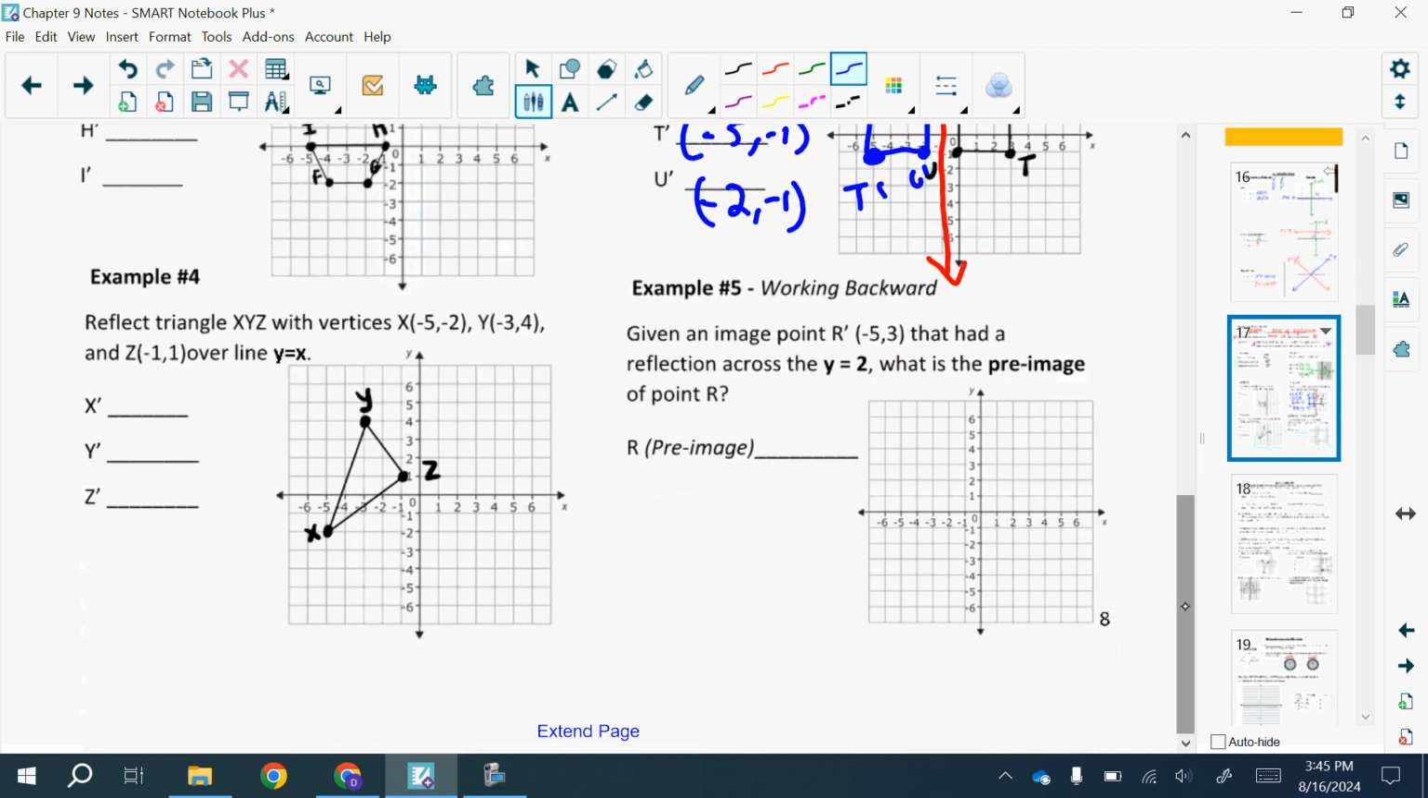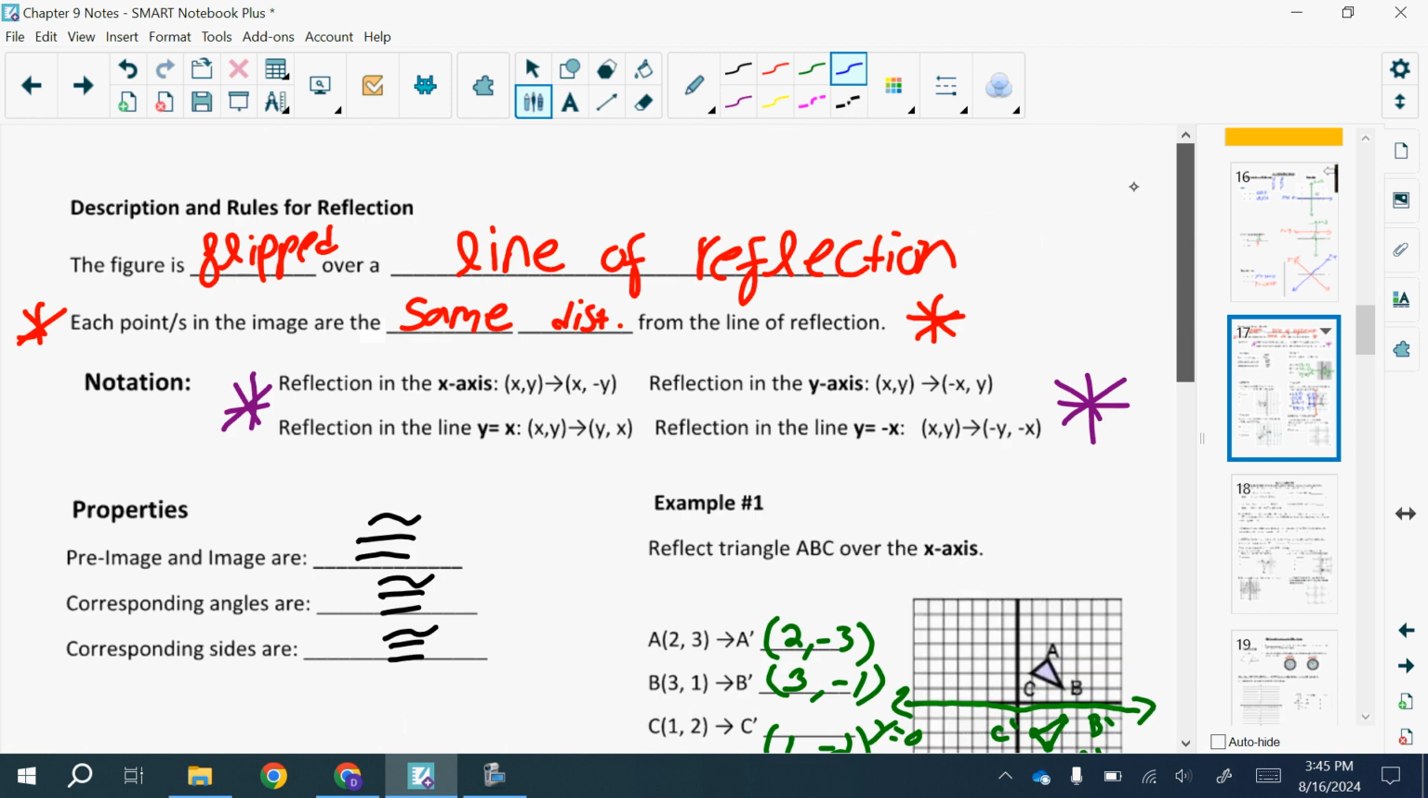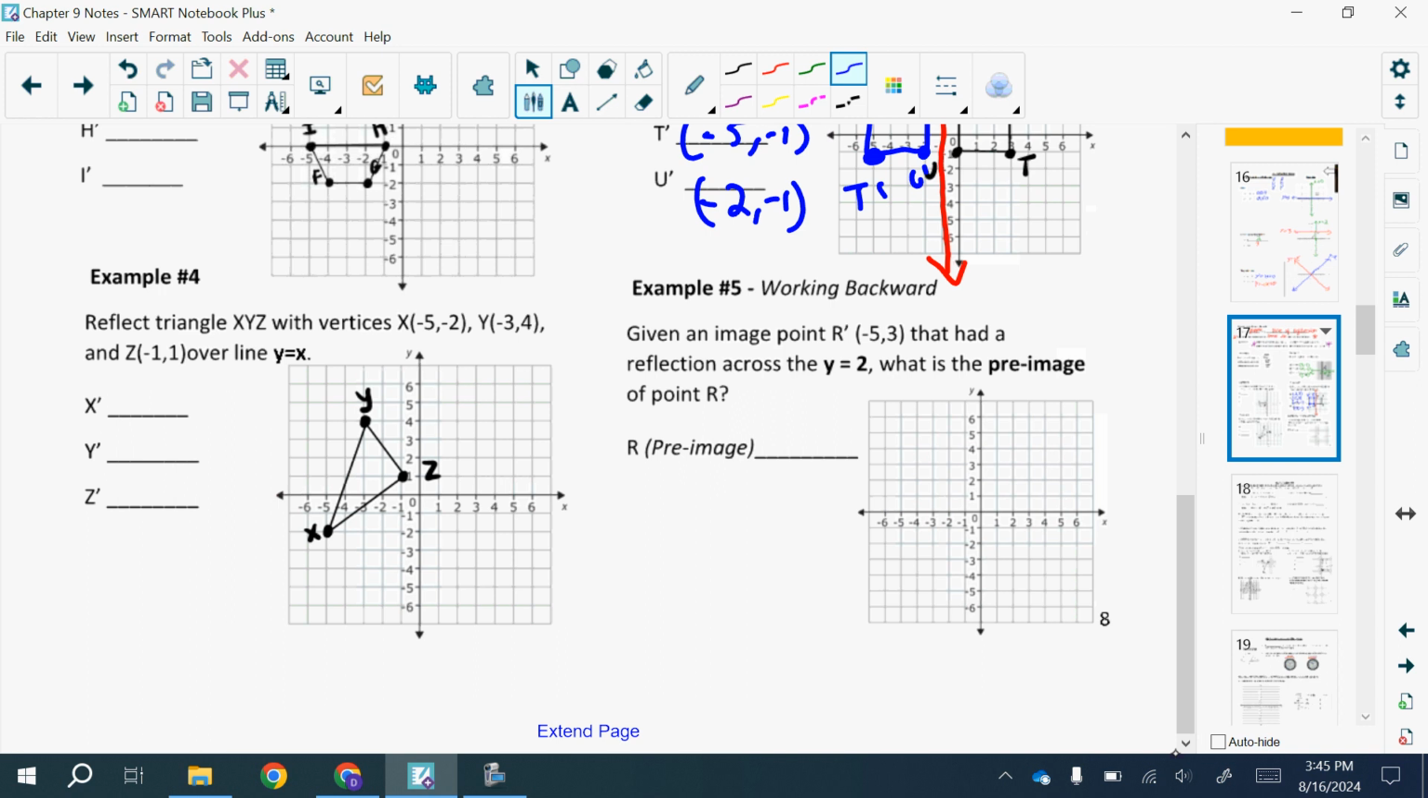I'll leave example 4 to you. It's just using the reflection over y equals x rule. Example number 5 says working backwards. It says given image point R prime as negative 5 comma 3. Let's just stop right there and go ahead and plot that point. Negative 5 comma 3. That's R prime. That is our image.